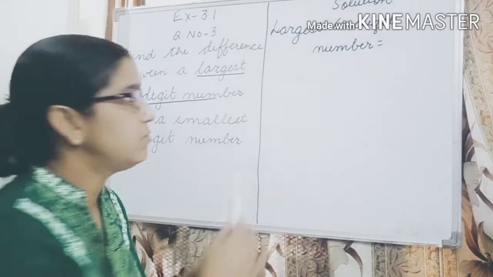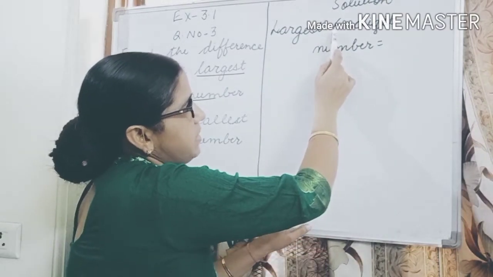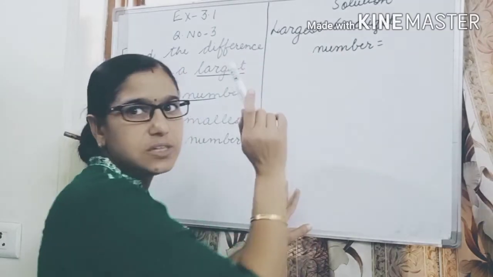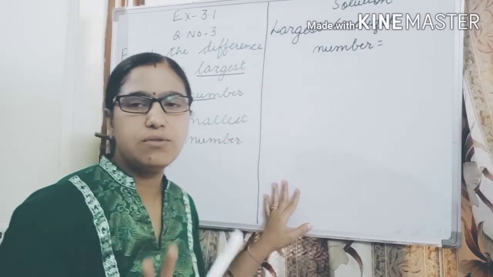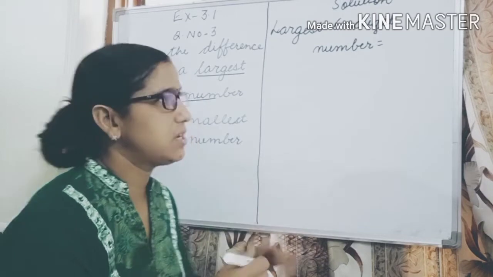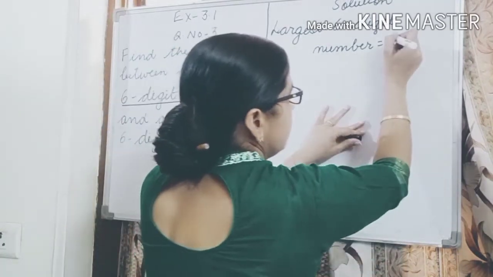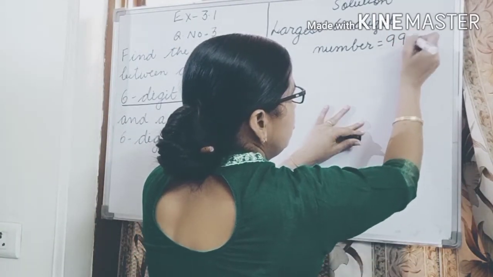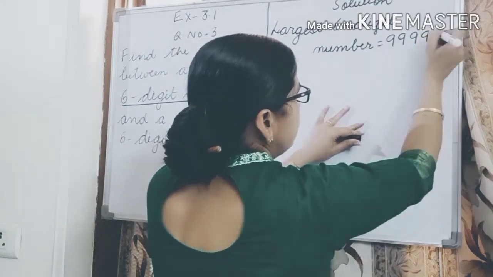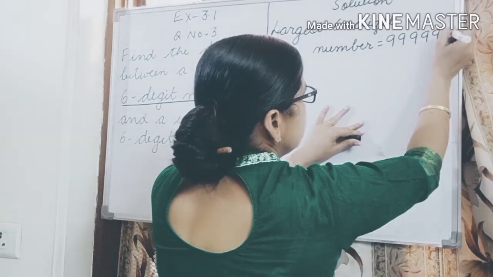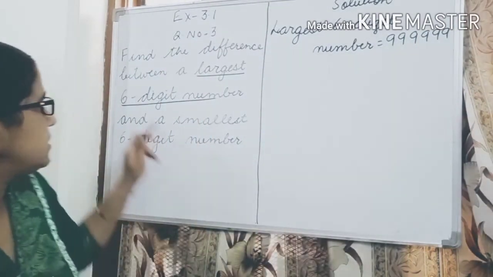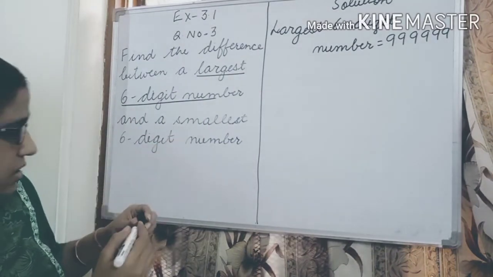How many digits are asked? 6 digits are asked. Then we have to write down the 9 six times. 1, 2, 3, 4, 5, 6. Written the largest number. Now next is the smallest 6-digit number.